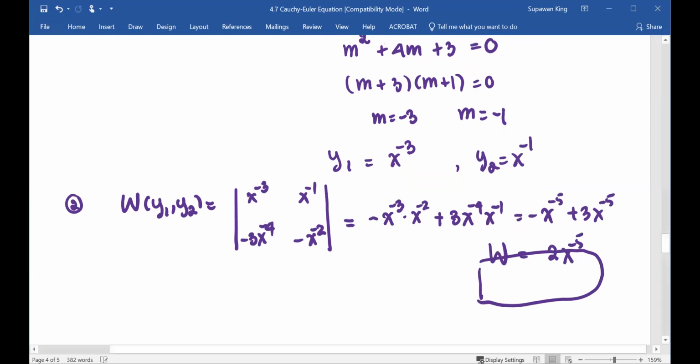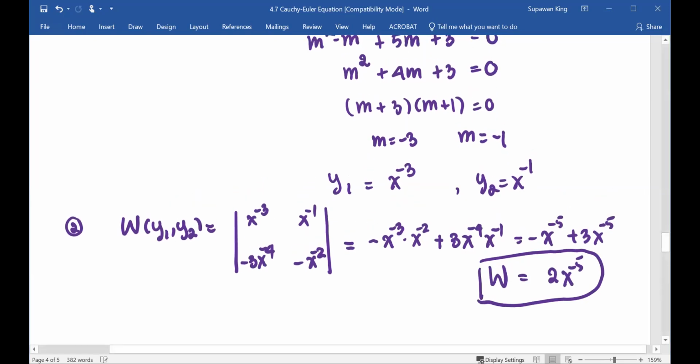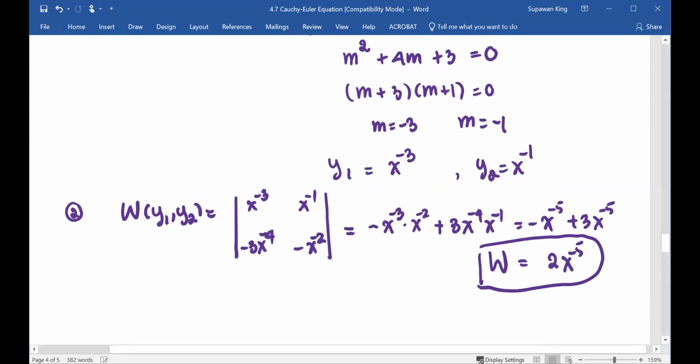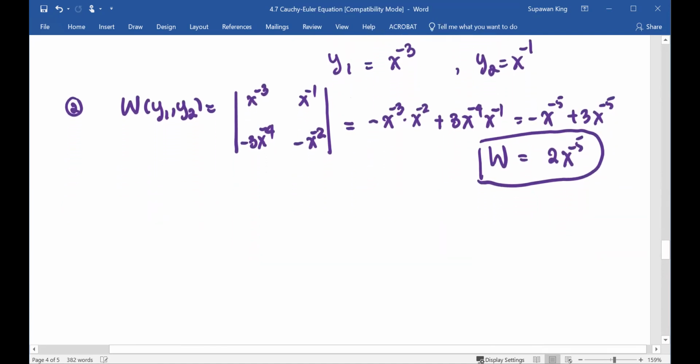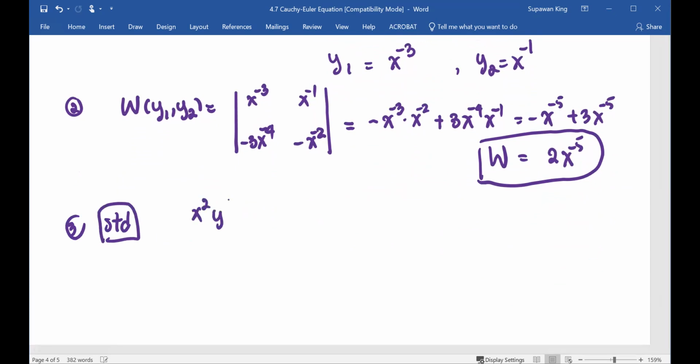Okay, set it aside. Oops, again, give it a second. Step 2 is done. Step 3, standard form. From x squared y double prime plus 5x y prime plus 3y, sorry, equals x to the second, divide all by x squared.